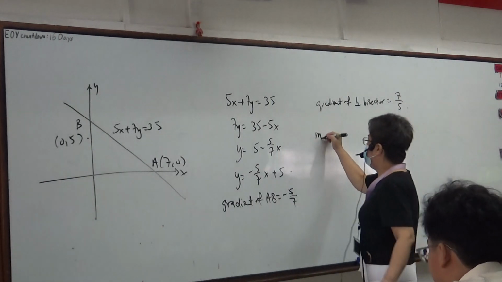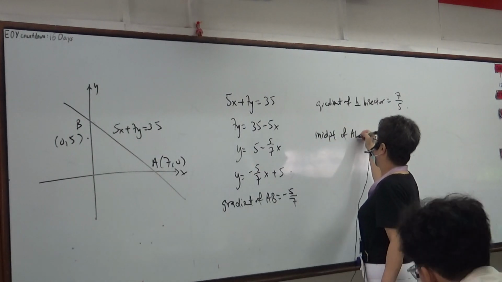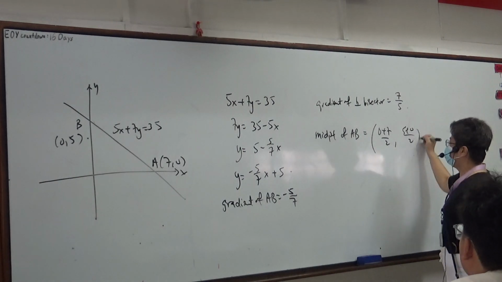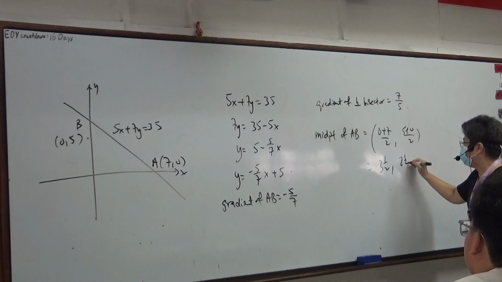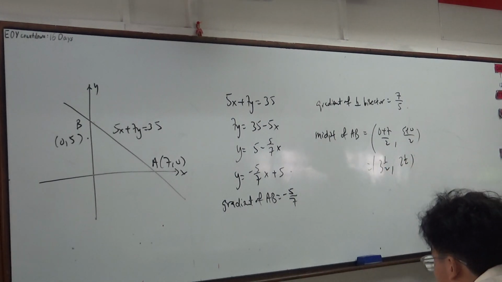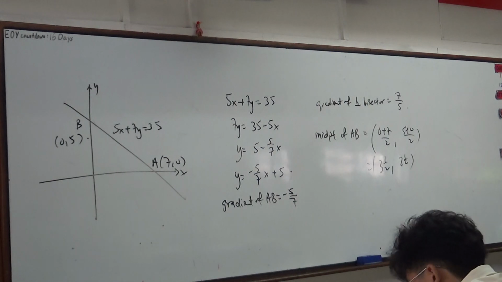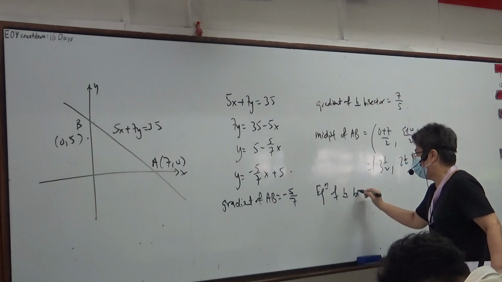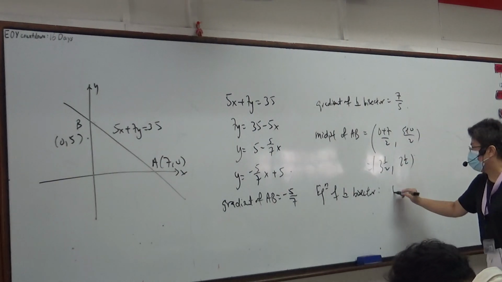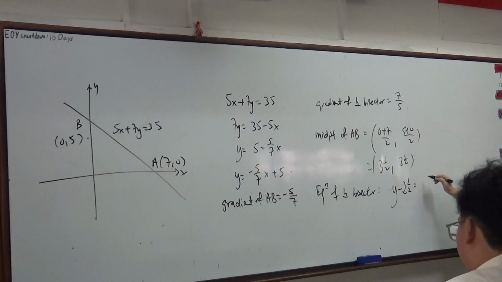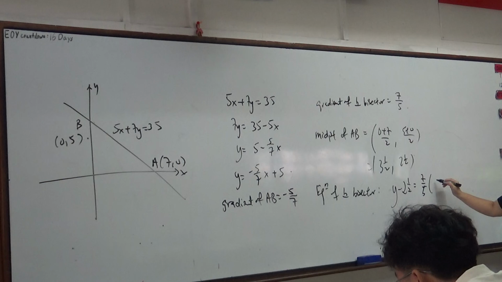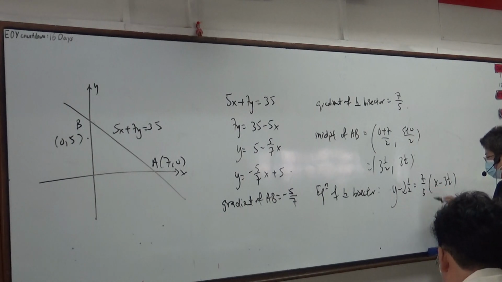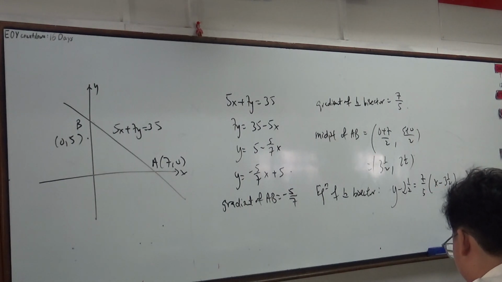Okay. What's the midpoint of AB? (0 + 7)/2, (5 + 0)/2, right? So I will get 3.5, 2.5, correct? I'm talking to you. Yes or no? So, what will be the equation of the perpendicular bisector? It will be y - 2.5 = 7/5(x - 3.5). Alright, I'm talking to you, yes or no?